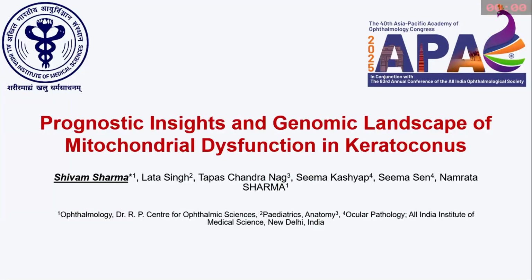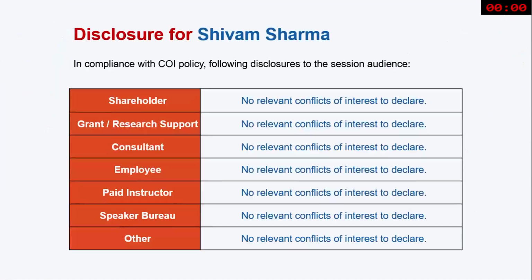Good afternoon, everyone. The presentation title is Prognostic Insights and Genomic Landscape of Mitochondrial Dysfunction in Keratoconus. There is no financial disclosure to disclose.